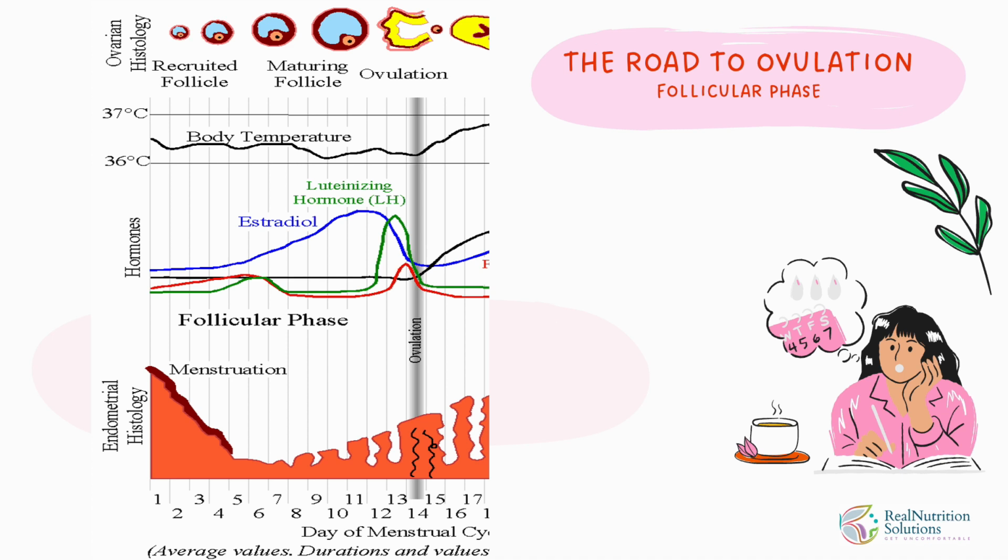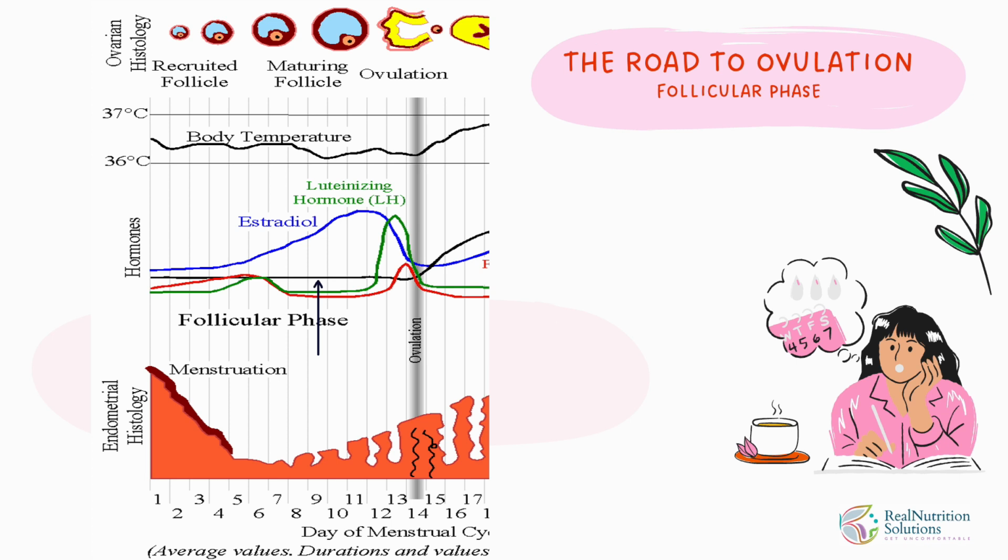As we discussed in part 1, the hormones involved during the menstrual cycle are follicle stimulating hormone, FSH, depicted by the red line; estrogen, specifically estradiol, the type of hormone secreted by the developing follicle, depicted by the blue line; luteinizing hormone, LH, depicted by the green line; and progesterone, depicted by the black line.